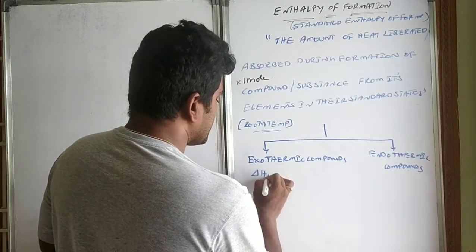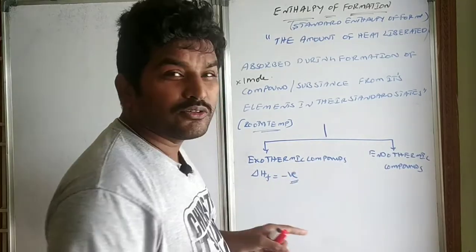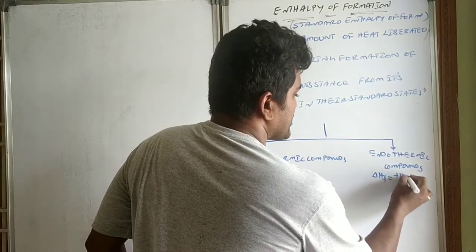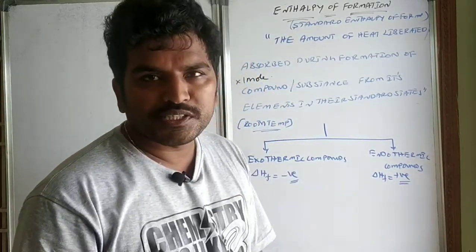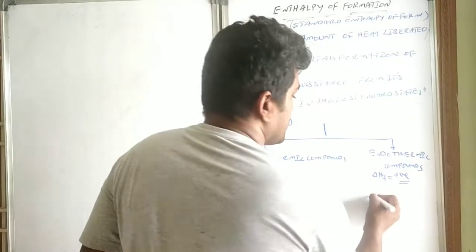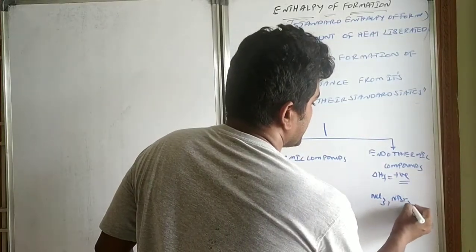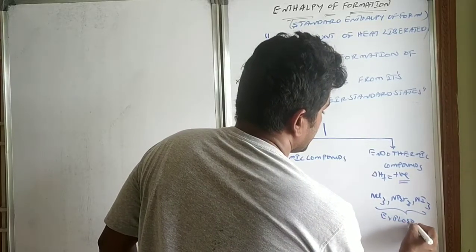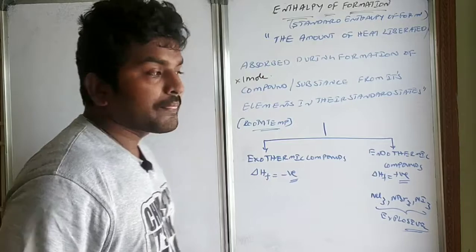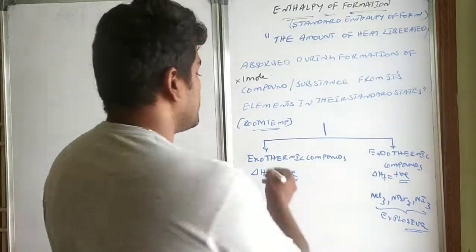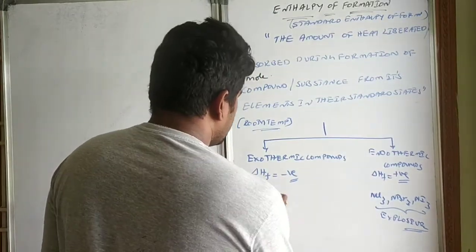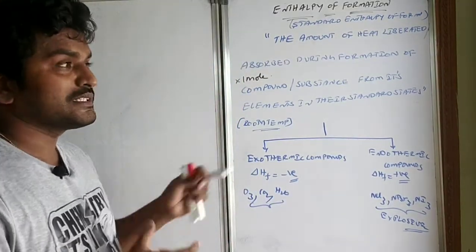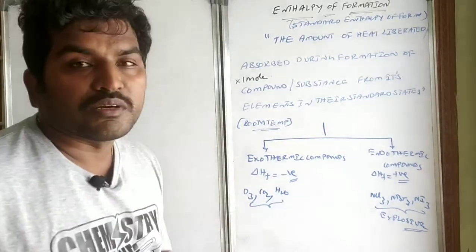Compounds for which enthalpy of formation is negative are known as the exothermic compounds. Compounds for which enthalpy of formation is positive are called the endothermic compounds. NCl3, NBr3 and NI3 are explosive in nature. Exothermic compounds will be O3, CO2 and then H2O. So these compounds are nothing but the exothermic compounds.